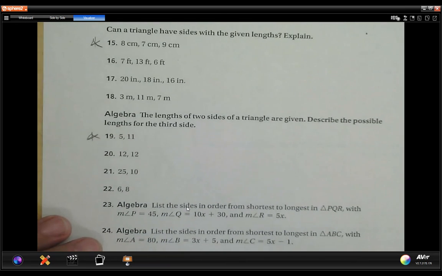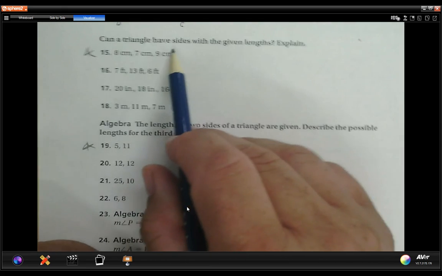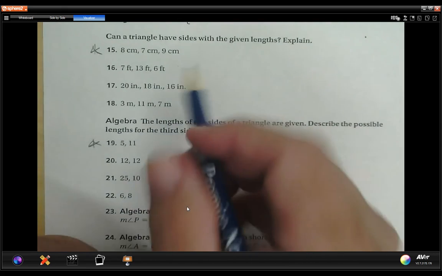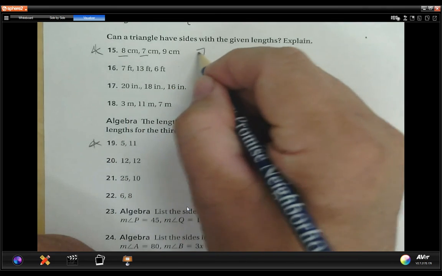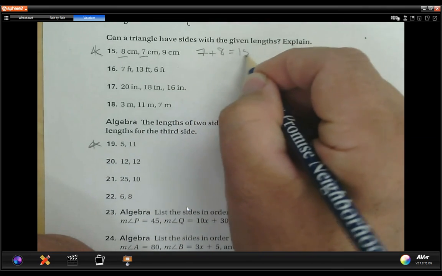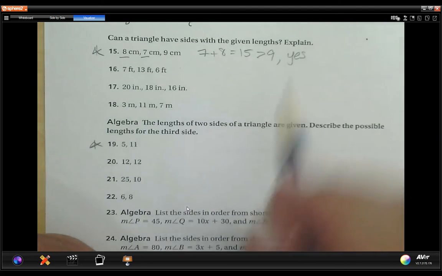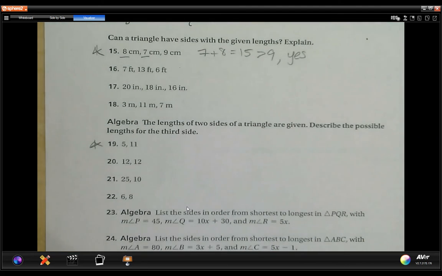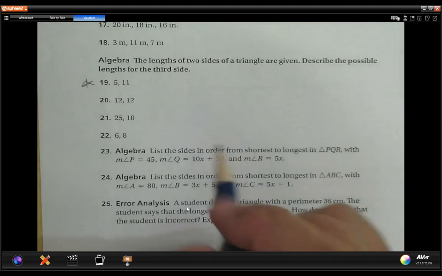And then on the back side, you've got 15 here that again says, can the triangle have side lengths with the given lengths? Again, just take the two smallest lengths, add them together. 7 plus 8 equals 15. 15 is greater than 9, so that means this, in fact, would be yes. Okay.